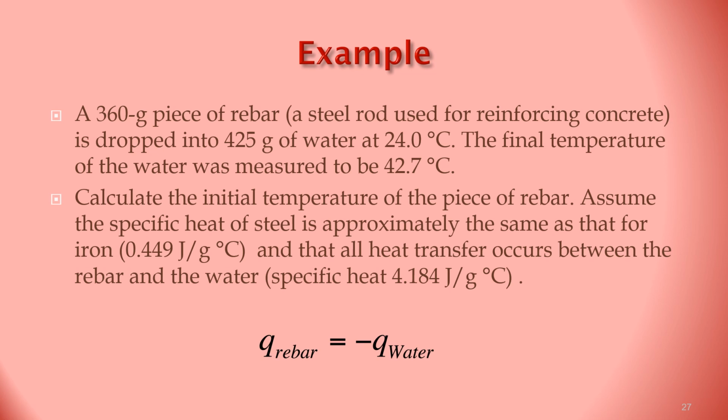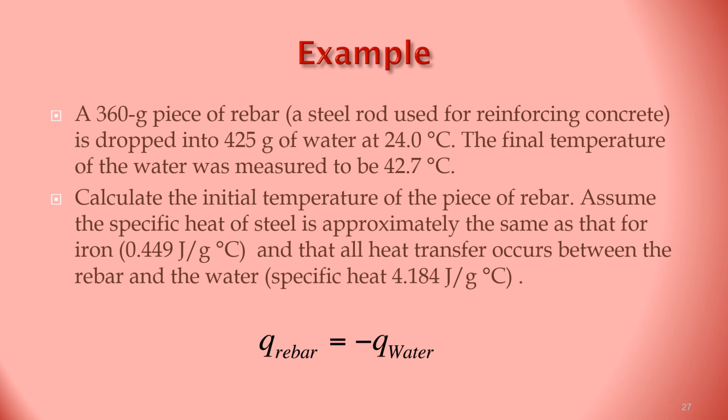Let's say we take a 360-gram piece of rebar, which is just a steel rod, and we drop it into 425 grams of water. The water initially is at 24 degrees Celsius. Once the rebar is in there, the temperature rises, and eventually it gets to 42.7 degrees Celsius. So the question is, what was the initial temperature of the piece of rebar to make this happen? Now we need to know the specific heat.